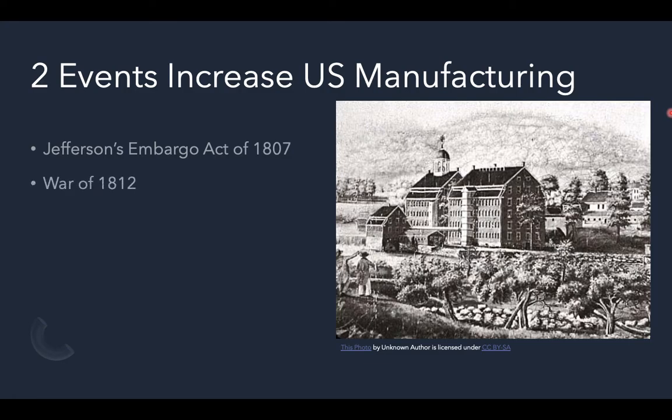Also, not to mention the War of 1812. When the War of 1812 broke out, the British Navy blockaded most of our coastlines, and ships were unable to get in or out of American harbors. Americans were still in need of a lot of goods, so we just had to make it ourselves. That's why these two things increased American manufacturing. The embargo didn't allow us to trade, and in the War of 1812, we were unable to trade because of the blockade. We still needed manufactured goods, so we began to produce them ourselves.